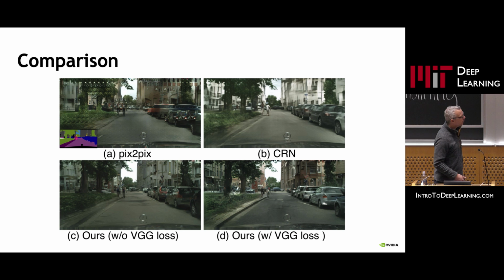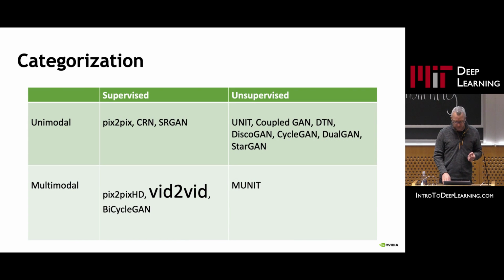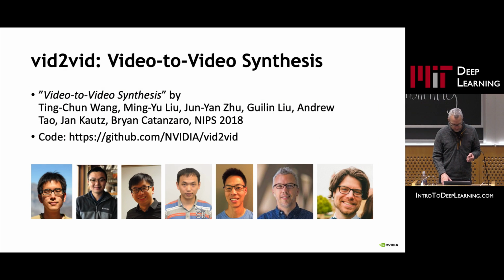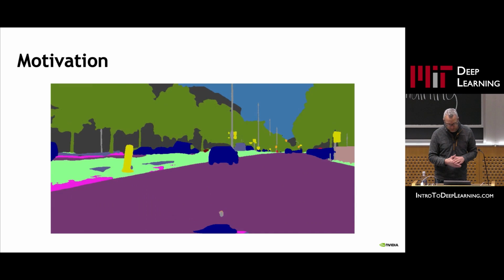So in comparison to some of the previous work, on the top left, it's a previous method that was called pix-to-pix. And then CRN, which is a more classical method, in the top right. And then the bottom two are ours, both with the feature loss and without the feature loss. It's hard to tell, but the one on the right is slightly better than the one on the left. So this was pix-to-pix. Then more recently, we extended this to videos. So this was published at NeurIPS late last year.